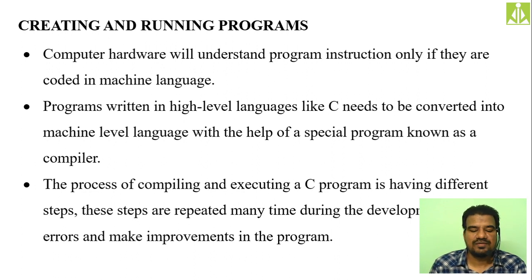The process of compiling and executing a C program has different steps. It is not a one shot process where you can directly convert the high level language instructions into machine level language instructions. It is a step by step, multi step process. Even if you have multiple steps, it doesn't mean that you will go from start to end in one single shot. Based on the errors you have in your program, you will repeat these steps a number of times.